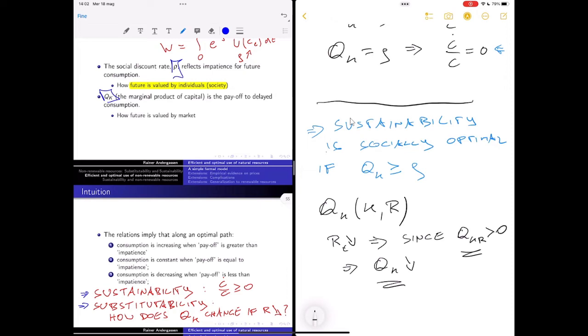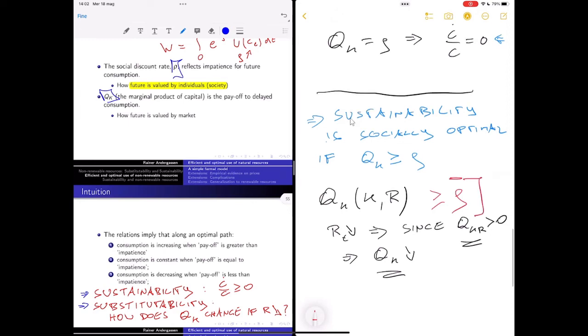This is what we have already seen, nothing new. The only new thing is that, for sustainability, we need this to be larger than rho. So now we have a kind of threshold level: sustainability is optimal only if it is sufficiently large. And therefore there's a crucial role for the degree of substitutability between K and R, how K and R can be substituted. Because if the marginal product of capital goes below rho, then sustainability is no longer socially optimal.